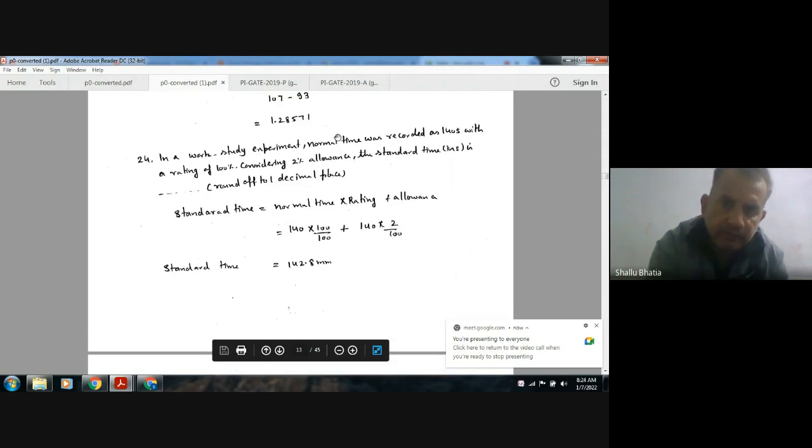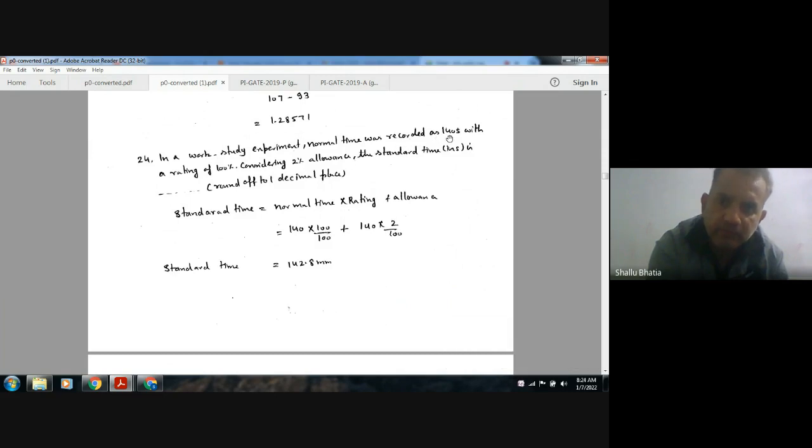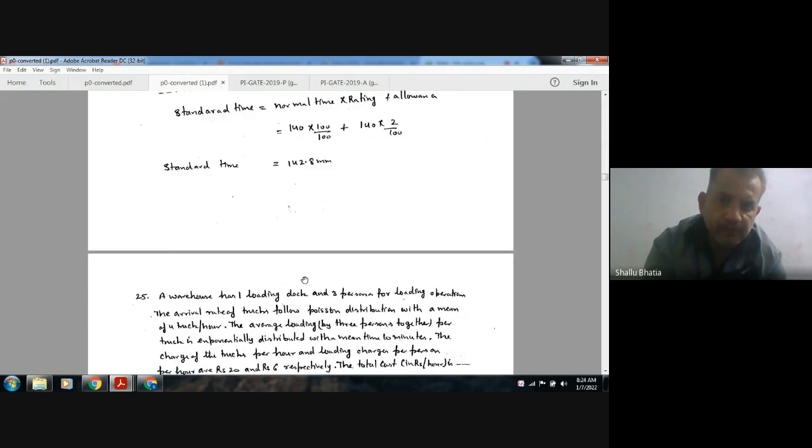Sorry, allowance is 2%, and of normal time, because a rating of 100% corresponds to 2% allowance. So it is on normal time. So it is 140 into 2%. We have to calculate the standard time. So it is 140 into 2 by 100. So the answer is 142.8 minutes.